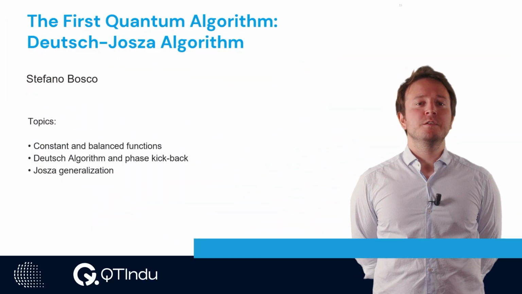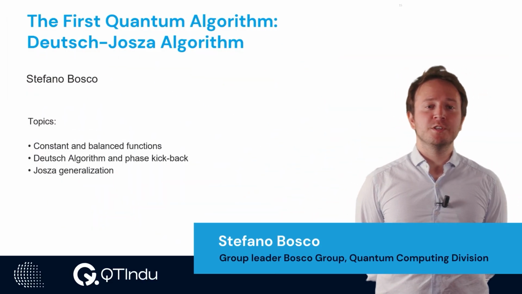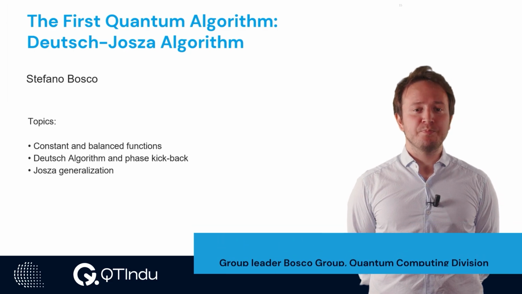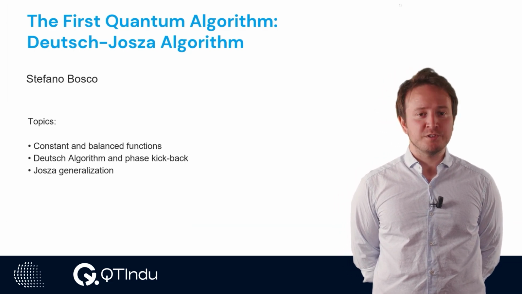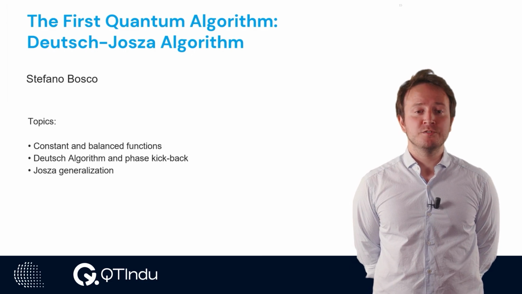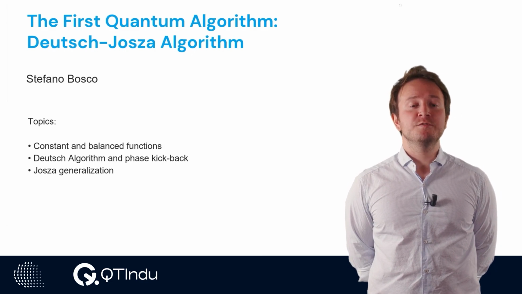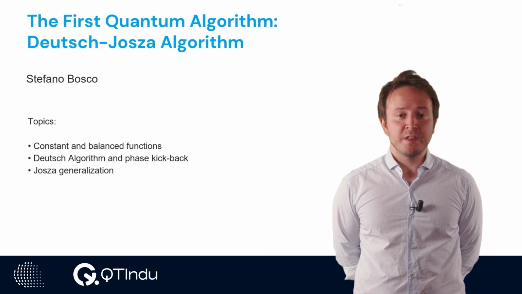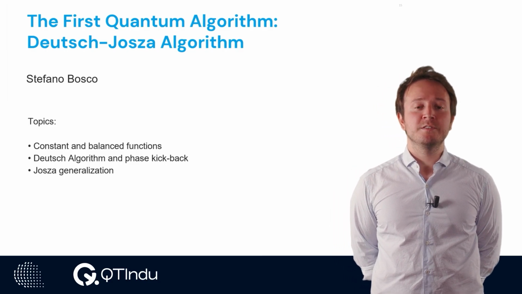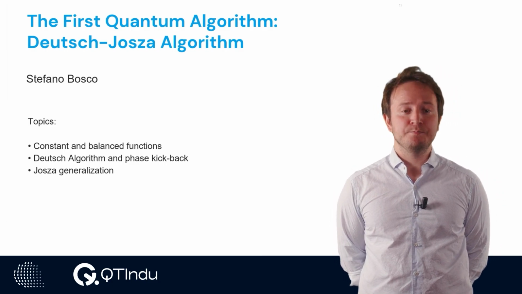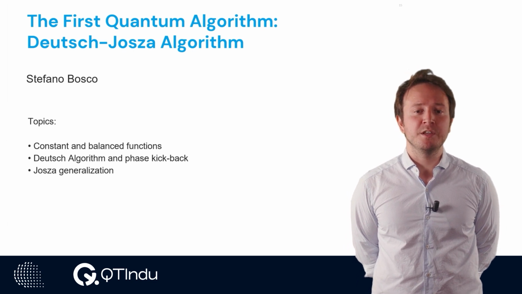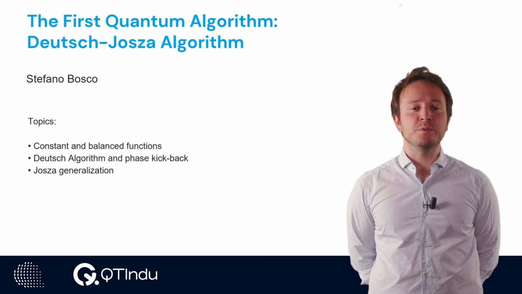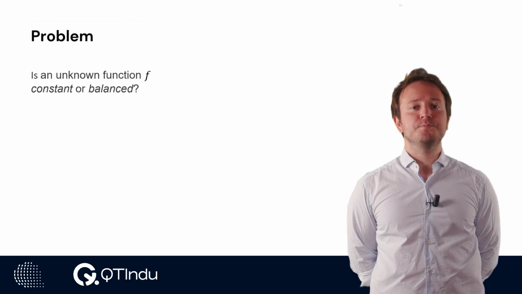So welcome back, everyone. Today we'll be discussing the first quantum algorithm, that is the Deutsch-Jozsa algorithm. In particular, we will start by considering and introducing the concept of constant and balanced function. We'll discuss then the first version of this algorithm, the Deutsch algorithm, and in particular we'll introduce a very important concept, that is the phase kickback. Finally, we'll discuss the generalization that was made by Jozsa for a multiple qubit circuit.